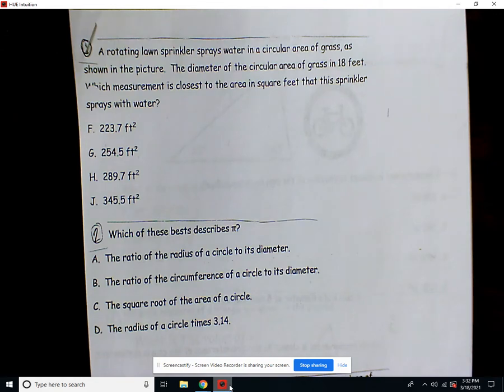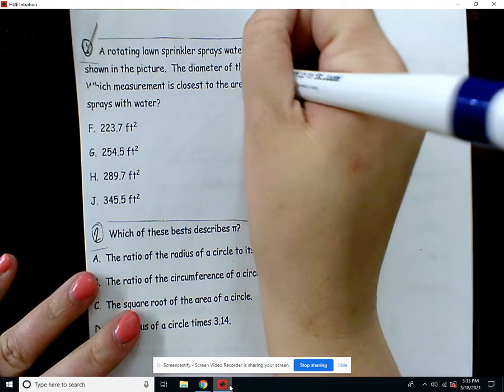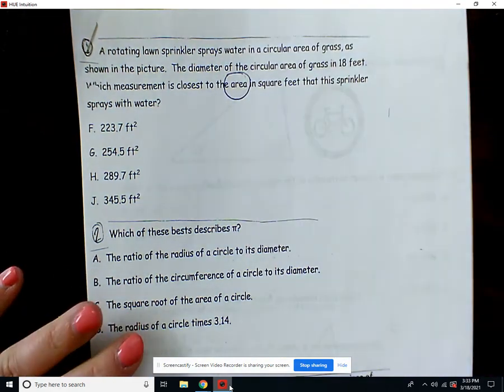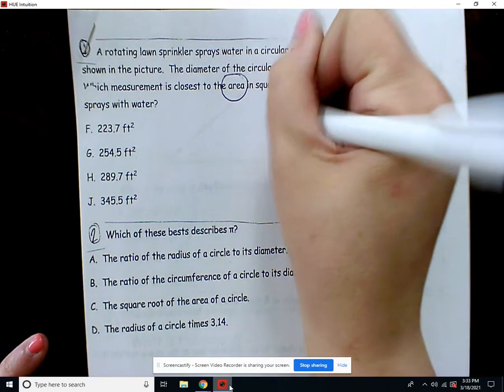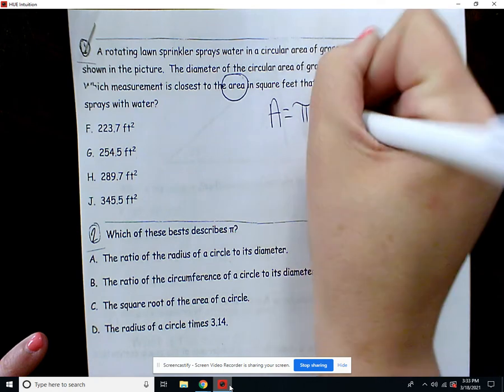So a rotating lawn sprinkler sprays the water in a circular area of grass, as the picture shows. The diameter of the circular area of grass is 18 feet. Which measure is closest to the area, in square feet, that the sprinkler sprays with water? So you will have your formulas. You have to decide which question you're going to use it on. So for area, we use pi r squared.